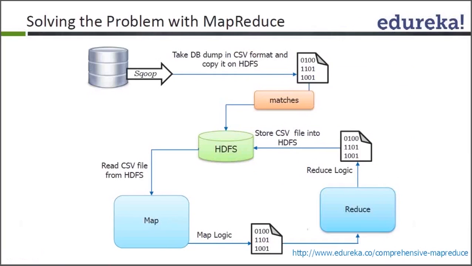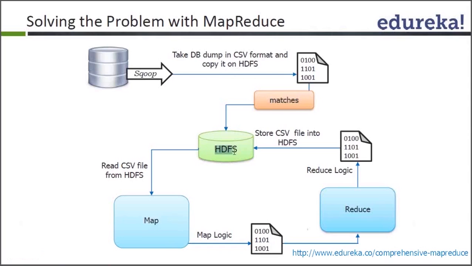If you're trying to solve a problem with MapReduce, this is the way it will be. We are talking about the healthcare world. In the healthcare world, all of your details would be in your relational data store. You would use Sqoop to take a database dump in a comma separated value file and push it into HDFS. You can do some pre-processing over here, if needed, as to what you need to push into HDFS.